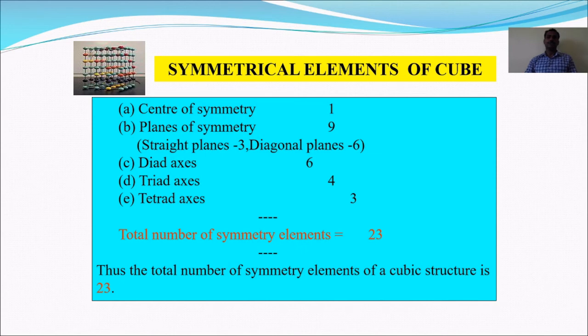So the total elements of symmetry are one center of symmetry, 9 planes of symmetry, and 13 axes of symmetry. Out of those, 6 are diad, 4 are triad, and 3 are tetrad. And the total elements of symmetry the cube has is 23.